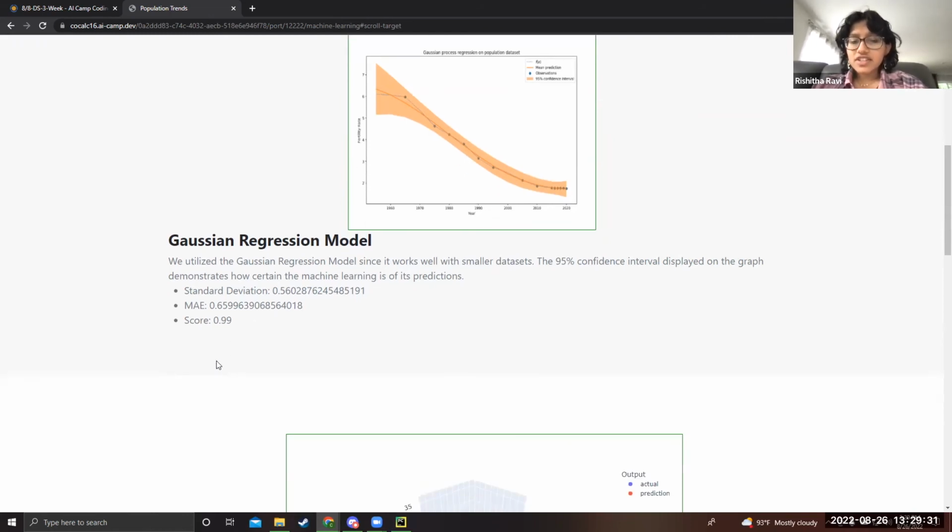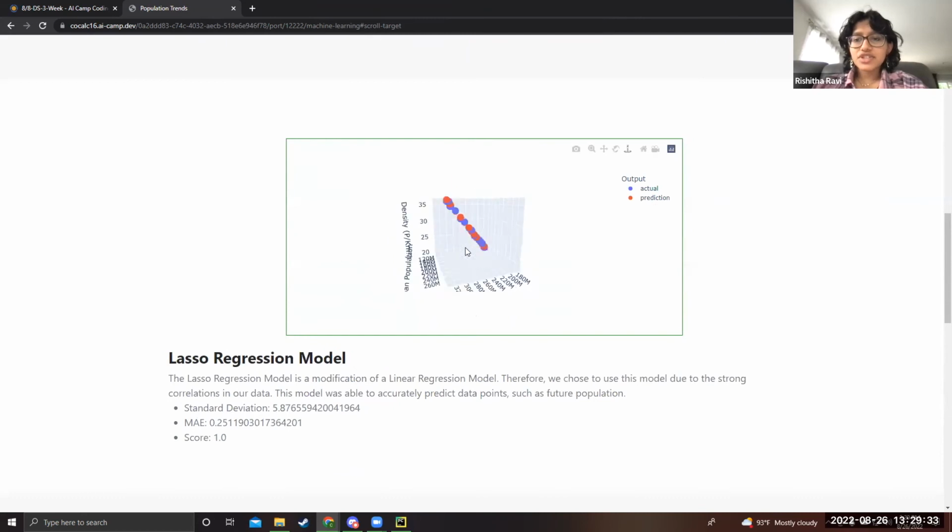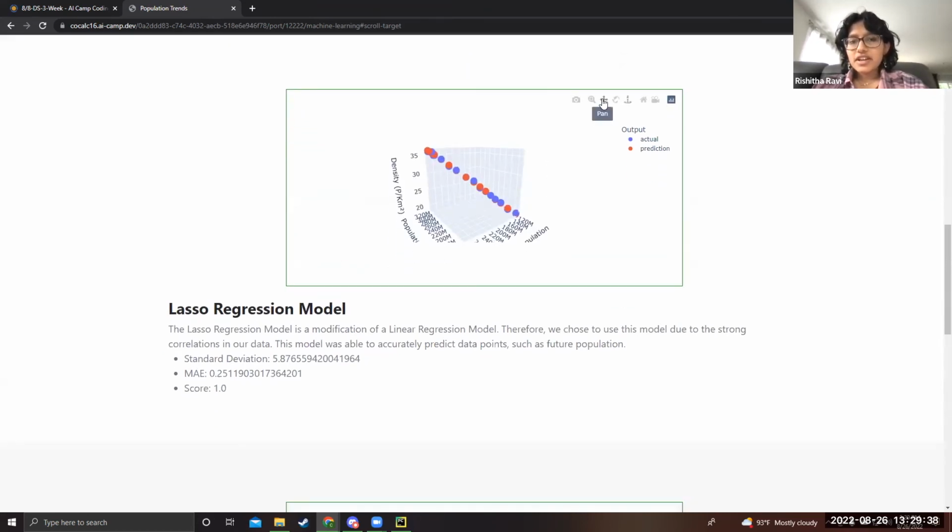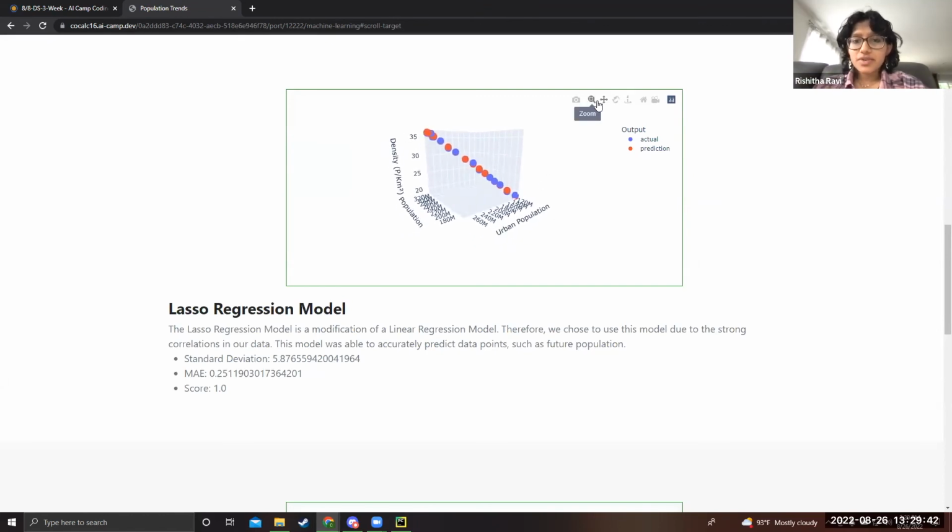If you continue scrolling down, our next machine learning model is a lasso regression model. We created a 3D scatter plot to visualize the difference between the actual data points and the predicted data points from the machine learning model. You can see that they're pretty close, so this ended up being a pretty good model for us to use for our data.